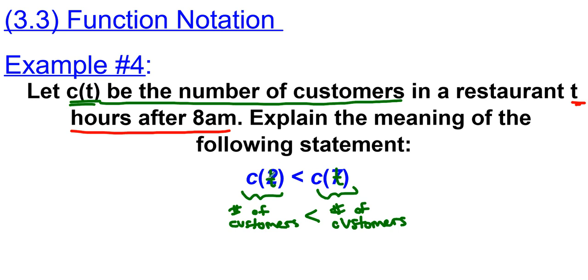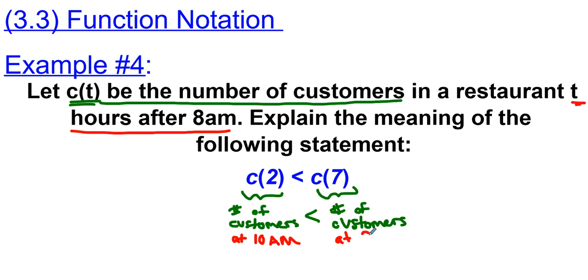On the left side, t is 2, and it's hours after 8 a.m. So we're 2 hours after 8 a.m., which is 10 a.m. And this one is 7 hours after 8 a.m. It takes 4 hours to get to noon, and then we have 3 more hours to get to 7 hours, so that's going to be at 3 p.m.